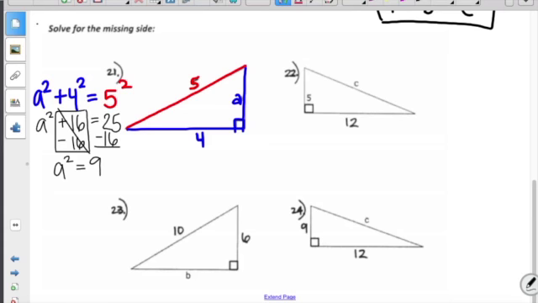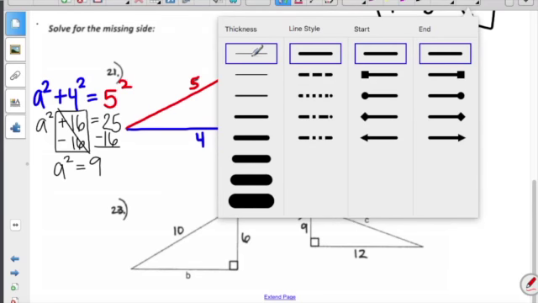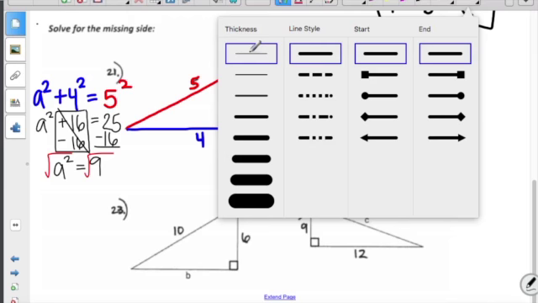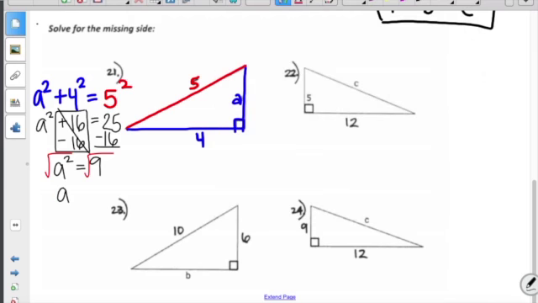Our last step is always to take the square root of both sides to cancel out our squared. So when you do that, you've canceled out the squared, so we just have A right there. And now this tells us that our answer, A, is equal to the square root of 9. Since 9 is a perfect square, we know that 3 times 3 is 9, so that is your answer. A equals 3. And that's 21. We could put a 3 right there if we'd like.